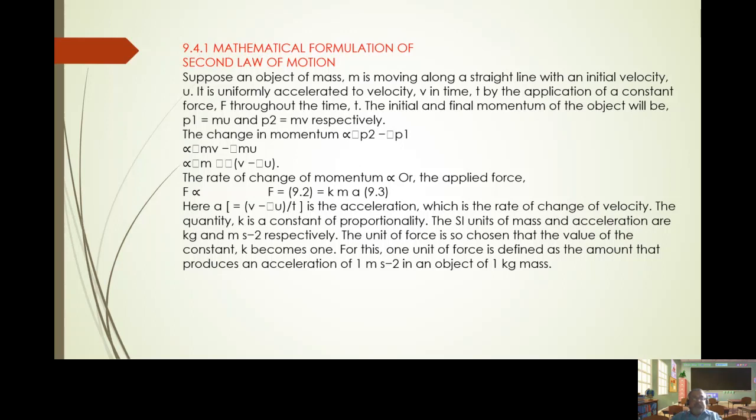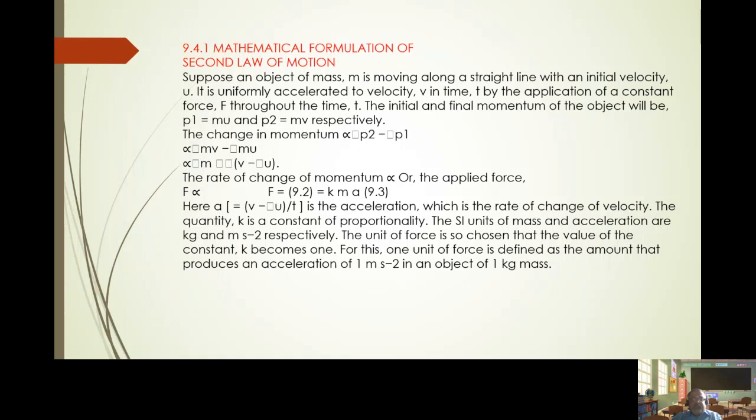Mathematical formulation of the second law of motion. Suppose an object of mass m is moving along a straight line with an initial velocity u. It is uniformly accelerated to velocity v in time t by the application of a constant force F through the time t. The initial and final momentum of the object will be p1 = mu and p2 = mv respectively. The change of momentum is proportional to p2 minus p1, proportional to mv minus mu, proportional to m(v minus u).